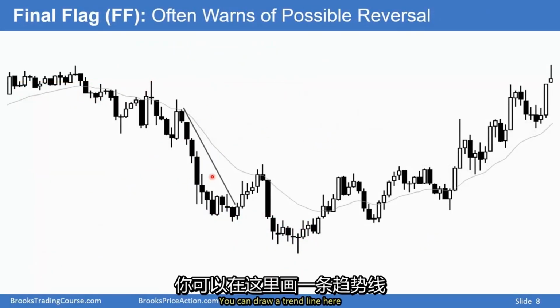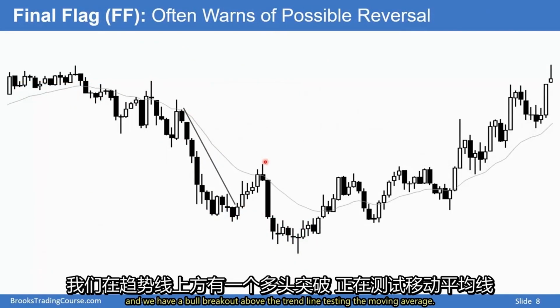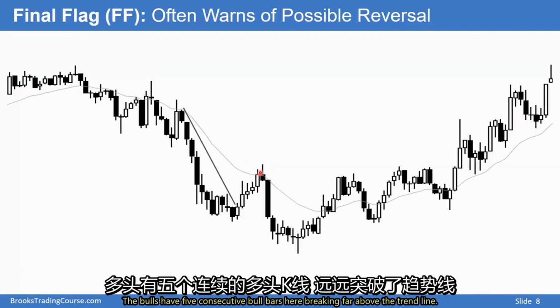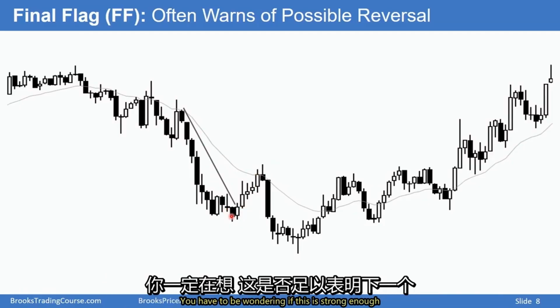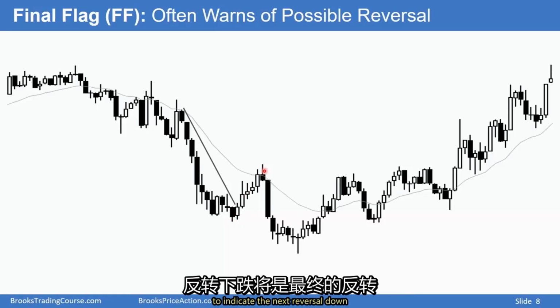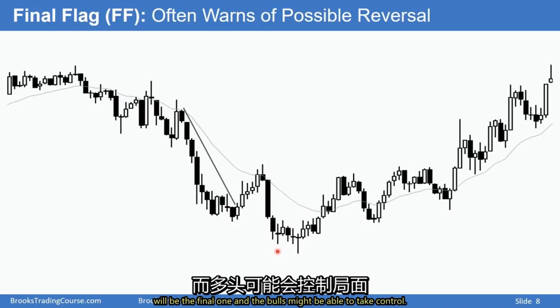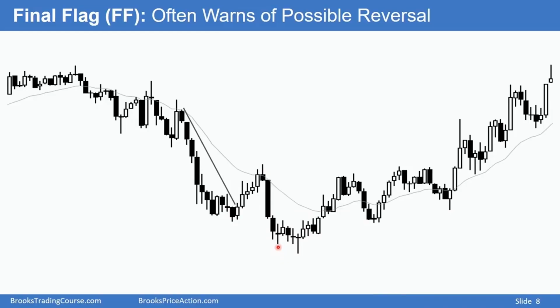We have a bear trend. You can draw a trend line here, and we have a bull breakout above the trend line, testing the moving average. The bulls have 5 consecutive bull bars here, breaking far above the trend line. You have to be wondering if this is strong enough to indicate the next reversal down will be the final one, and the bulls might be able to take control.